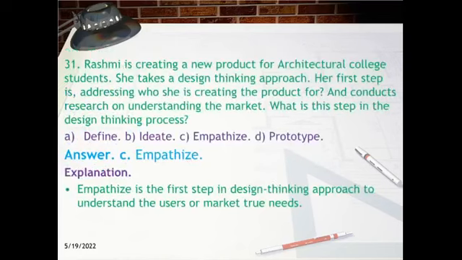31. Rashmi is creating a new product for architectural college students. She takes a design thinking approach. Her first step is addressing who she is creating the product for, and she conducts research on understanding the market. What is this step in the design thinking process? A. Define. B. Ideate. C. Empathize. D. Prototype. Answer. C. Empathize. Explanation. Empathize is the first step in the design thinking approach to understand the user's or market's true needs.